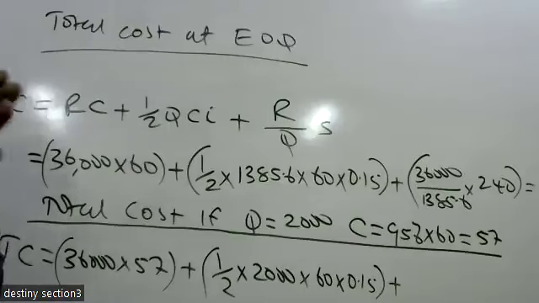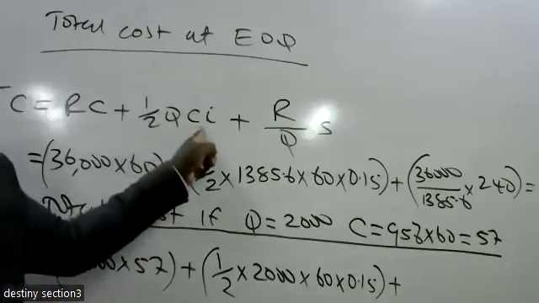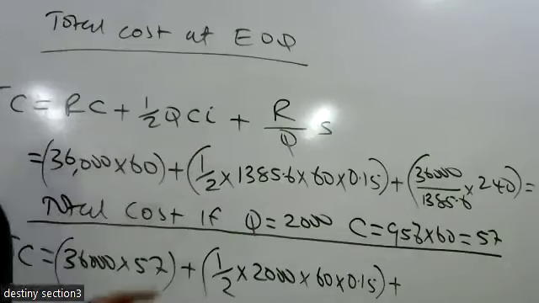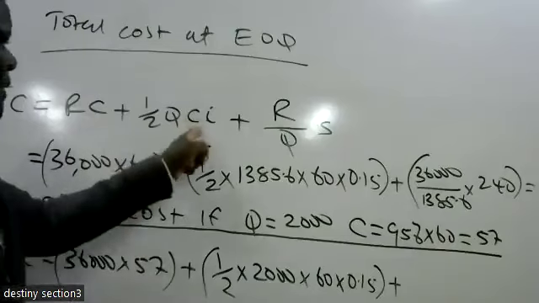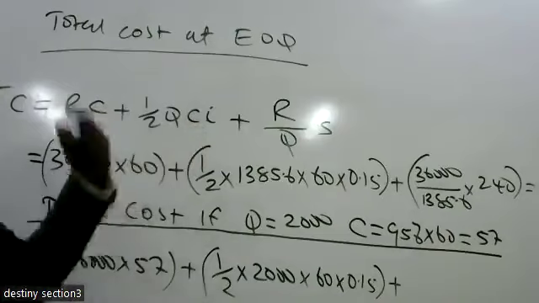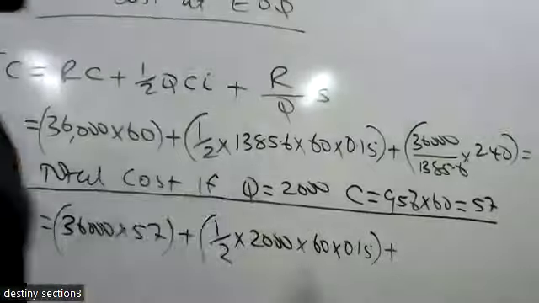Yeah, the discount never affects the holding cost. The discount will only affect the purchase cost. So this C is never affected by the discount, but this C is affected by the discount. Then now you also factor in.